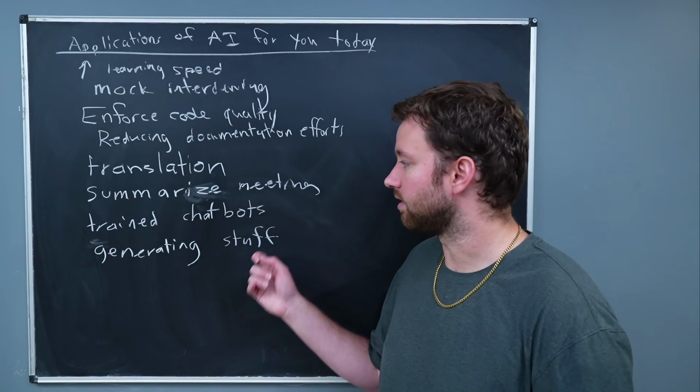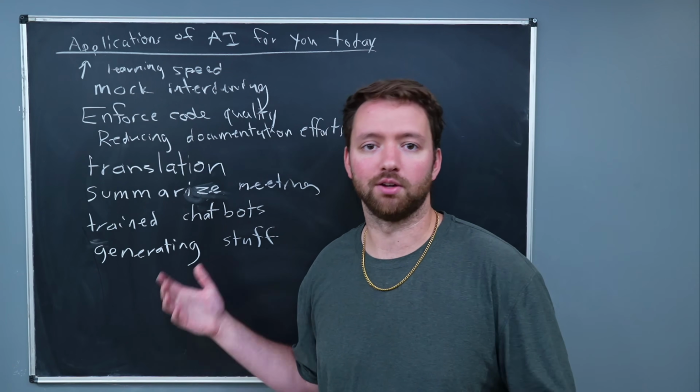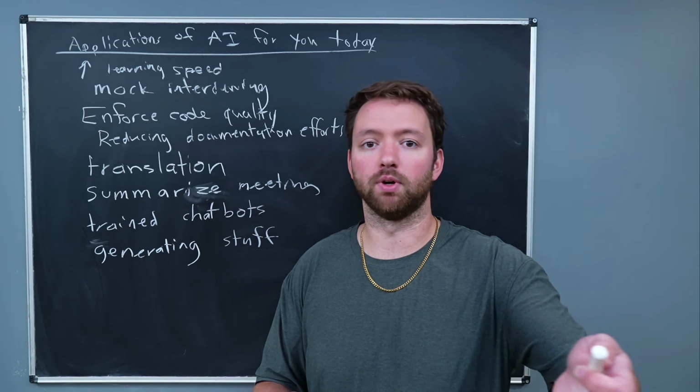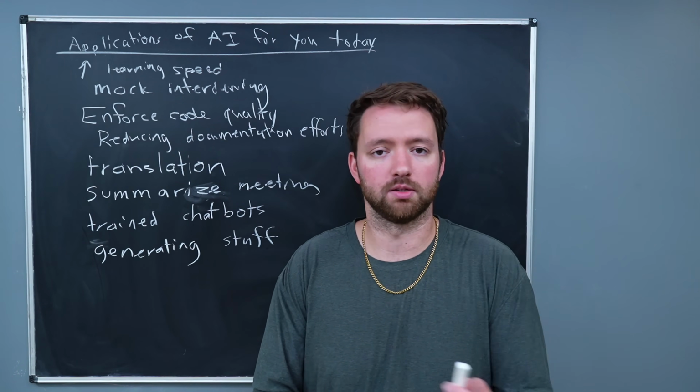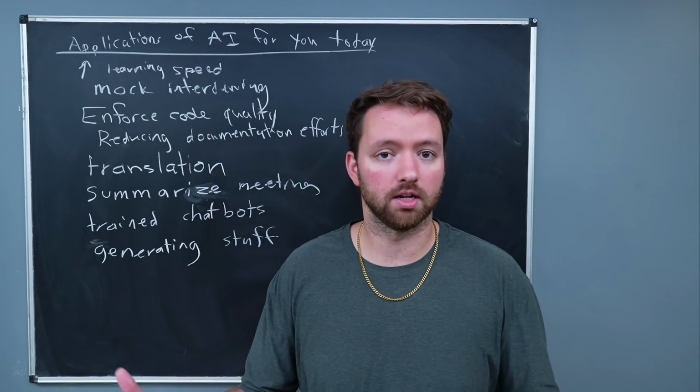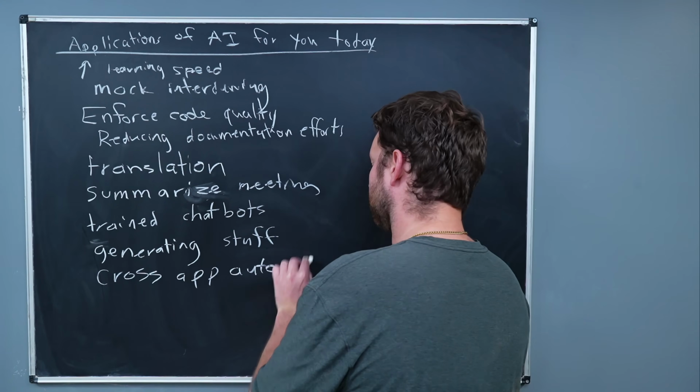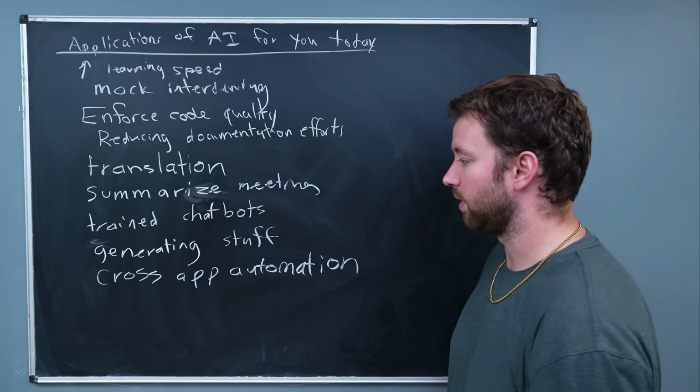So generating stuff, pretty vague, but very useful. Now, you might be familiar with LLMs, which generates text, but there's also visual generation, so photos and video, as well as documents and PDFs and all kinds of generation you can do with AI. So a big one here is cross-app automation.